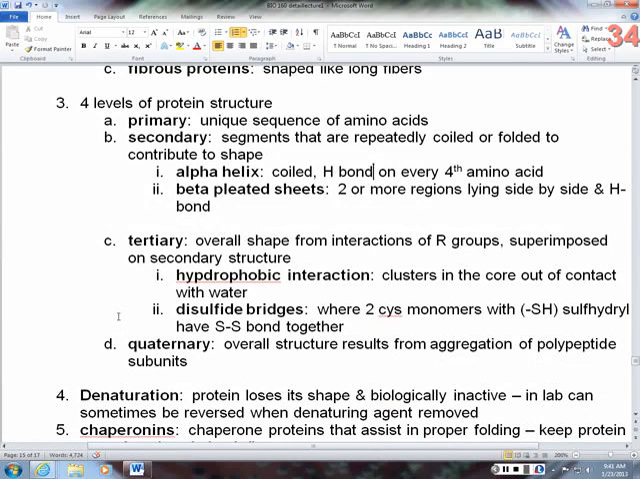Yeah, in any of your proteins in there. So the tertiary shape is going to be the overall shape from the interaction of the R groups that's superimposed on the secondary structure. If you think of it like when you do origami with paper, you make a few folds and then you fold it some more on top of that. Your paper is your primary sequence. Your alpha helices or beta pleated sheets are those first folds that you make. And then the tertiary structure is going to be those additional folds that you make on top of it.